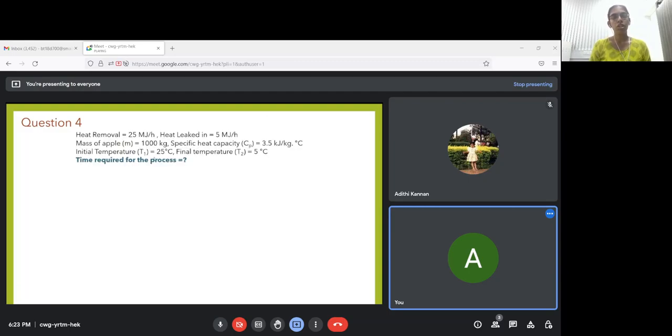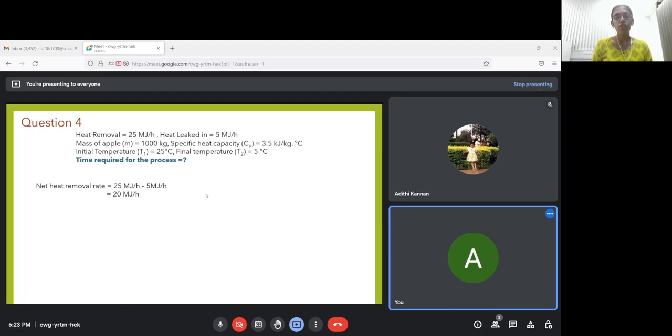So this is a cold storage unit where the heat removal rate is 25 megajoules per hour, but there's a small heat leakage inside the storage unit, which is 5 megajoules per hour. The total mass of the apple stored inside the cold storage unit is 1000 kgs and the specific heat is 3.5 kilojoule per kg degree Celsius. The initial temperature of the apple is 25 degrees and the final temperature is 5 degrees. So the time required for the process is what we need to calculate.